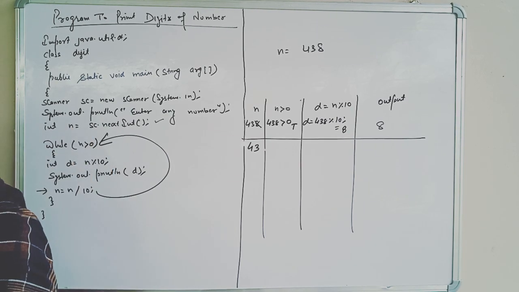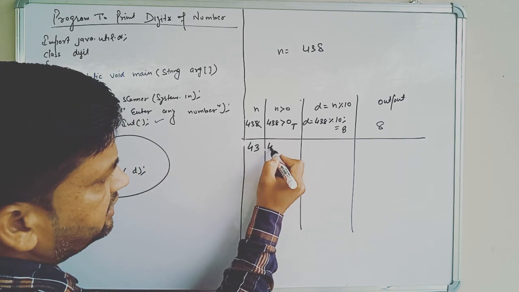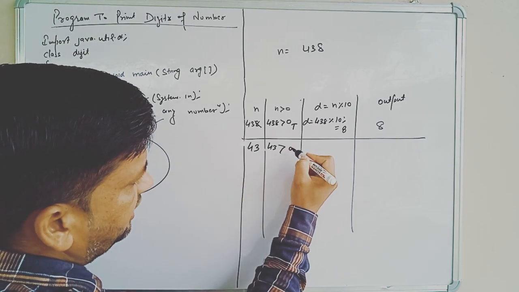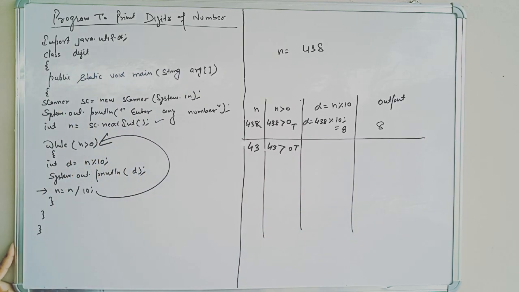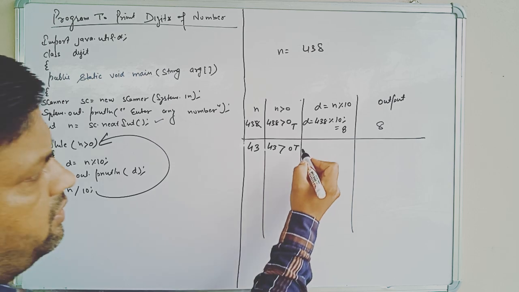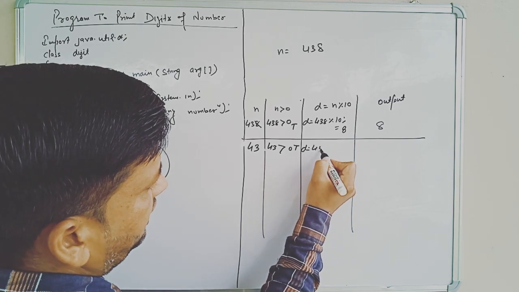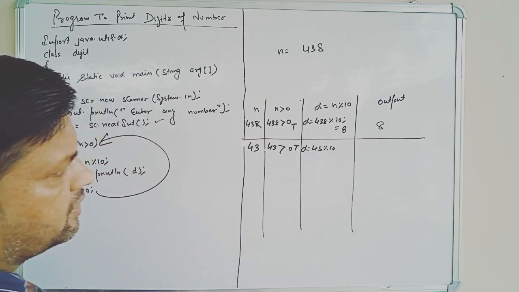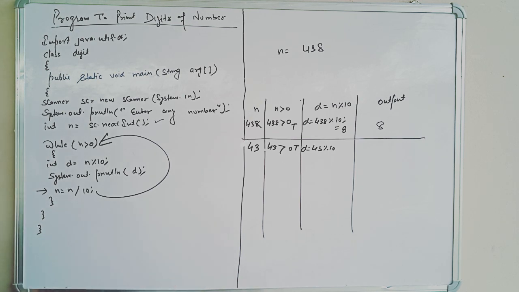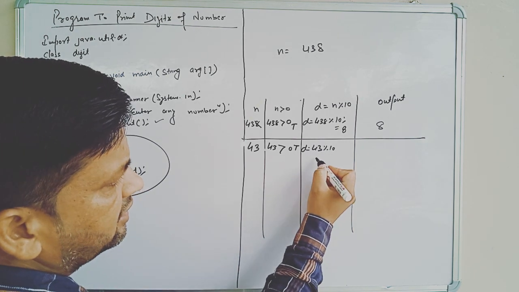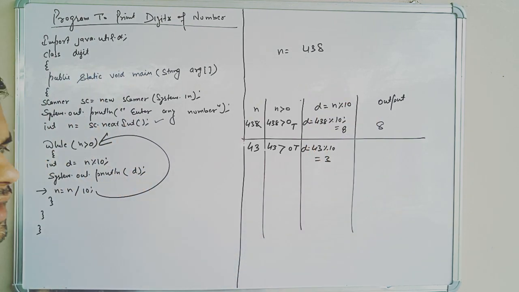Again control will go in the test condition part. So 43 greater than 0. Again it is true. Again it will come within the loop body. Now d equal to 43 mod 10. So modulus 10 means last digit. So what is the last digit in n? 3. So d value will be 3.